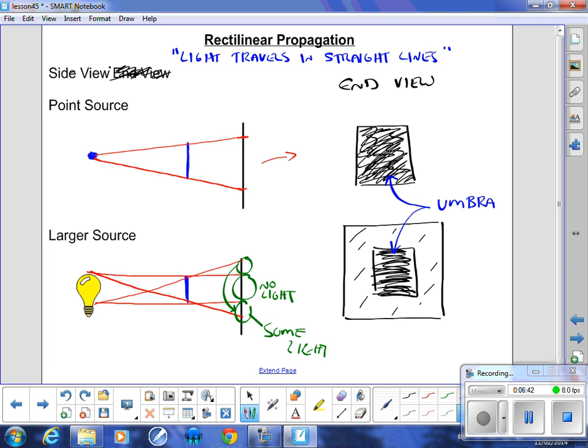And the regions where some light is getting there, but not all, we call the penumbra. Okay, so they're not quite as dark, because some of the light is getting through. It's not enough light to light it up like the rest of the wall, but it's definitely not a dark region where no light's reaching whatsoever. All right.